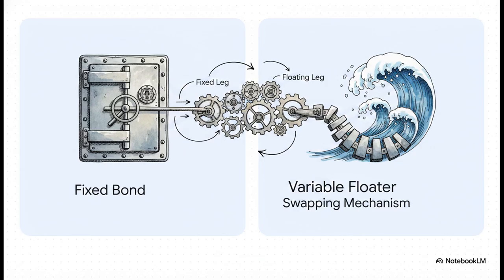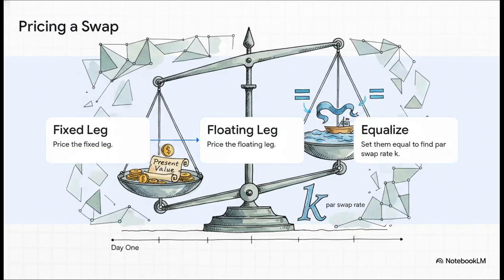Meanwhile, your counterparty has side B, a variable floater, but they want predictable fixed payments. An interest rate swap is simply the mechanism of exchanging side A for side B. You're quite literally swapping the cash flows of a fixed bond for a floating bond. It's a perfect trade-off.